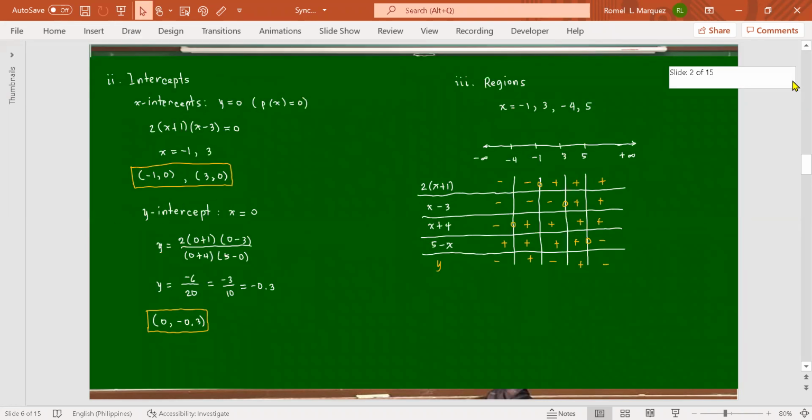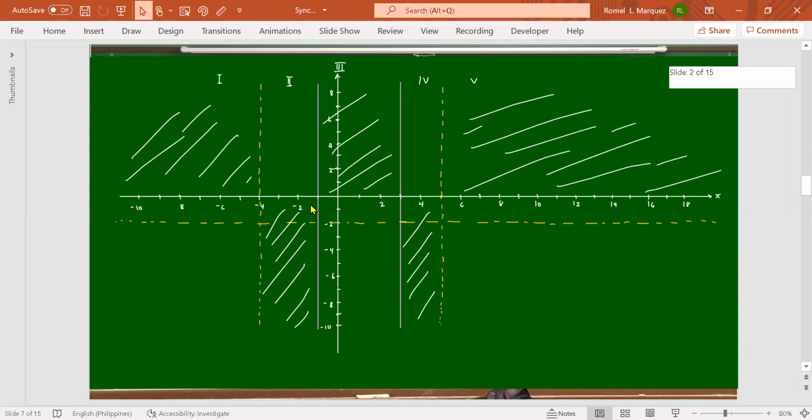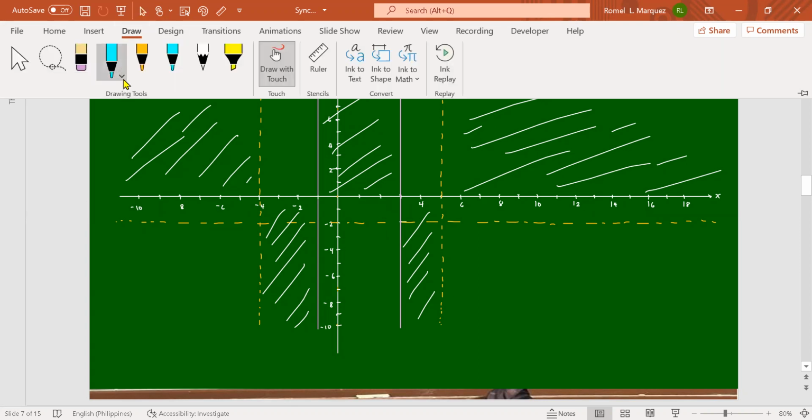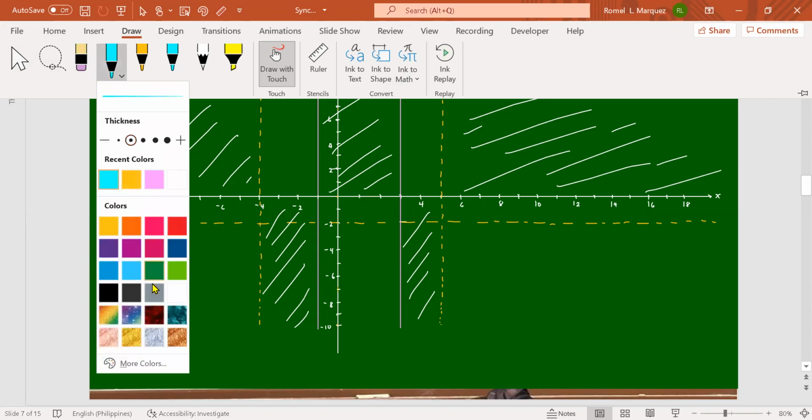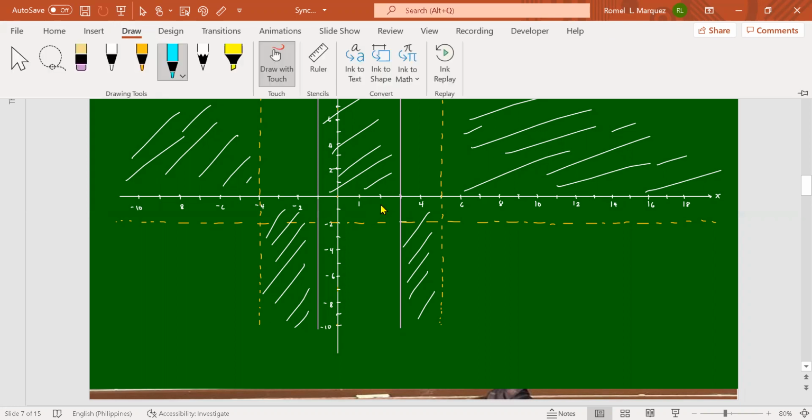Ano yung holes? Guys, 2, negative 1/3, negative 2.71. 2, negative 1/3. Nasaan yun? 2, negative 1/3. Halos, tanggalin ko nga itong 2 ha, kasi natatakpan. Wala na yun. Lagyan ko na lang itong 1. Tapos 2, negative 1/3, no? 2, negative 1/3 yung hole. Nasaan yun? Parang halos na dyan, no?